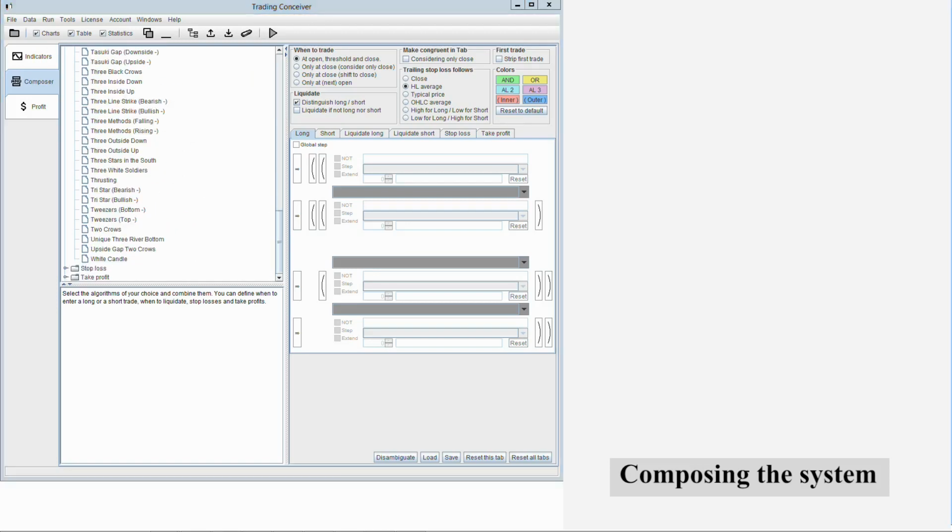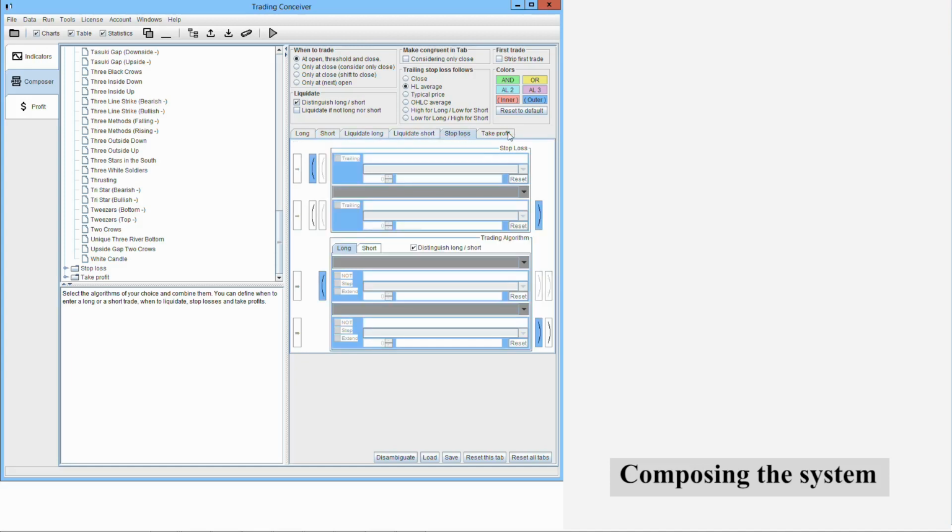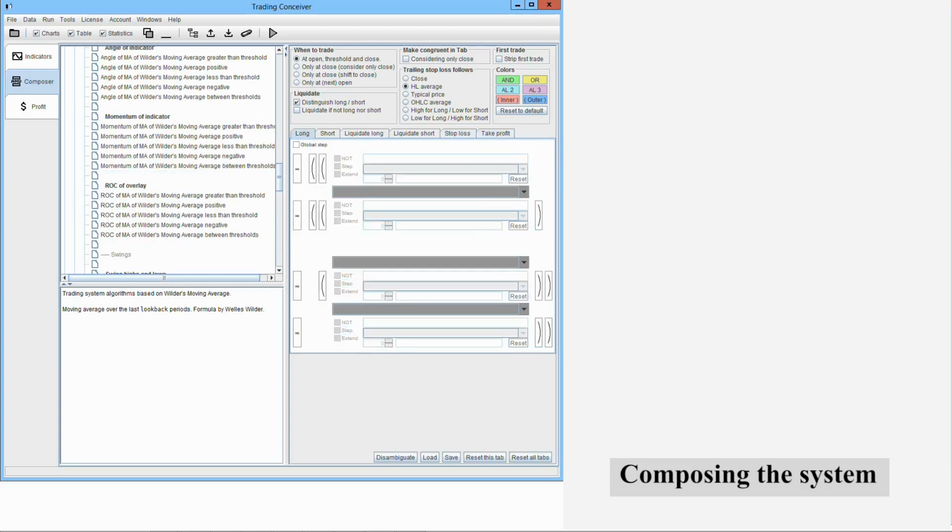You must decide what elementary algorithms to use to define when to go long, when to go short, when to liquidate a long position, when to liquidate a short position, the stop loss, and the take profit. For instance, to define when to go long, once you pick up an elementary algorithm of your choice in the tree, like this one, put it in one of the slots by pressing the corresponding selection button.